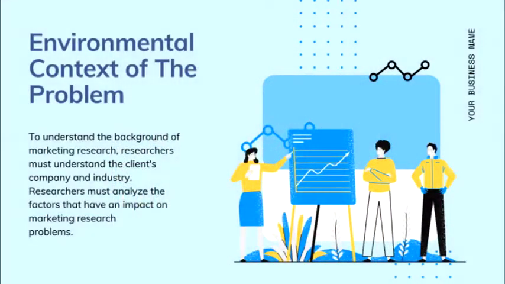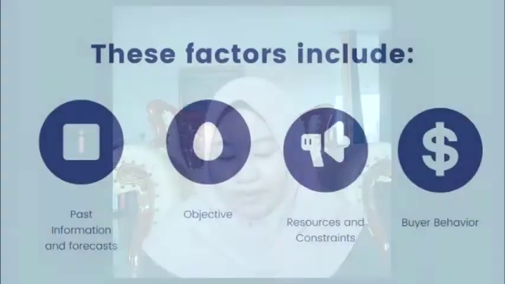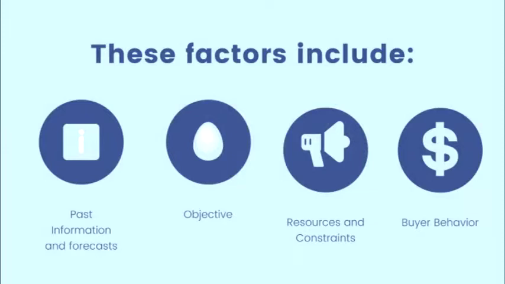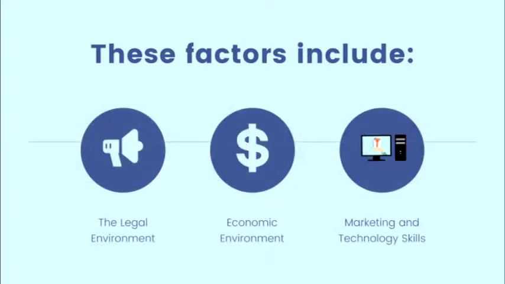Next, environmental context of the problem. To understand the background of marketing research, the researcher must understand the client company. The researcher must analyze factors that have an impact on marketing research, including first, past information and forecast, second, objective, third, resources and constraint, fourth, buyer behavior, fifth, the legal environment, sixth, the economic environment, and the last is marketing and technology skills.